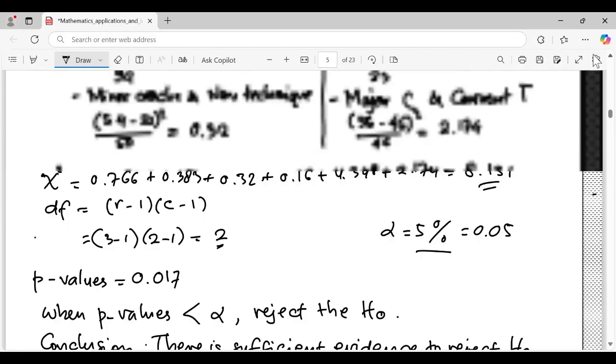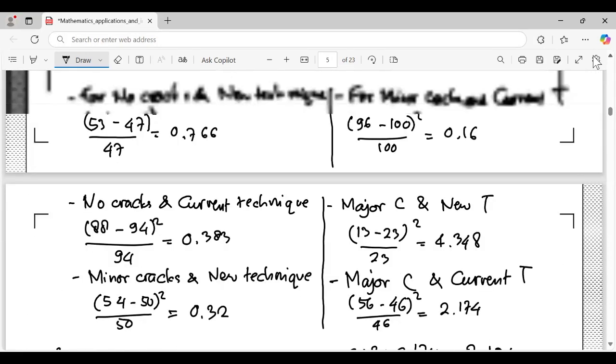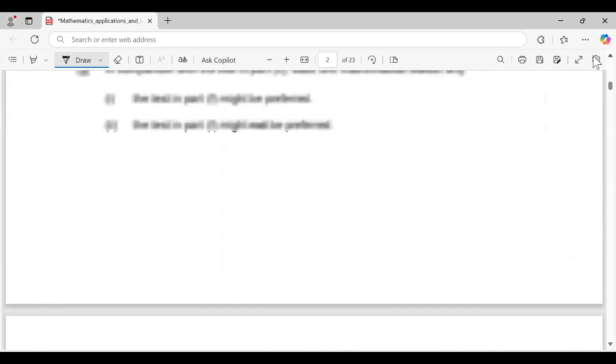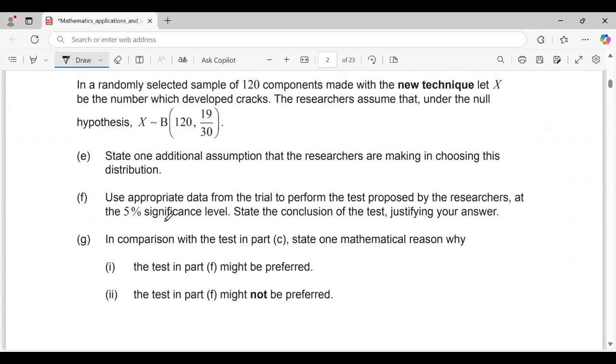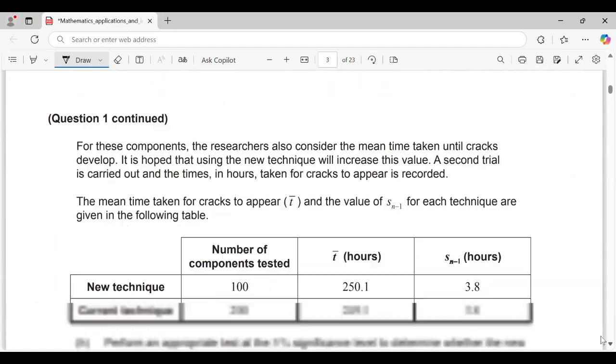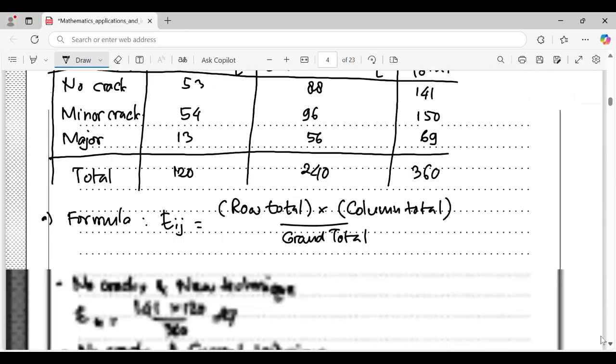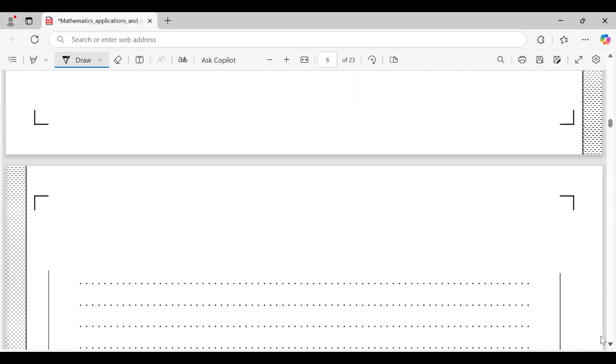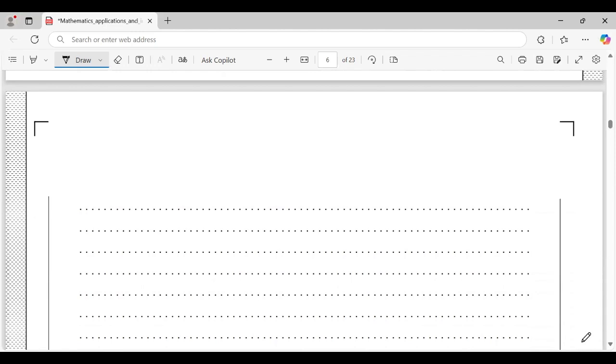Next question is F. Use appropriate data from the trial to perform the test proposed by the researchers at the 5% significance level. State the conclusion of the test, justifying your answer. Part F.